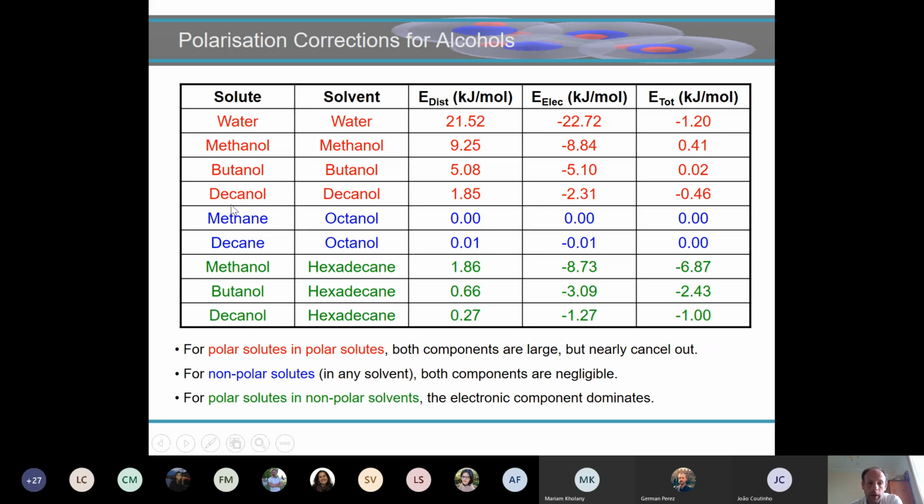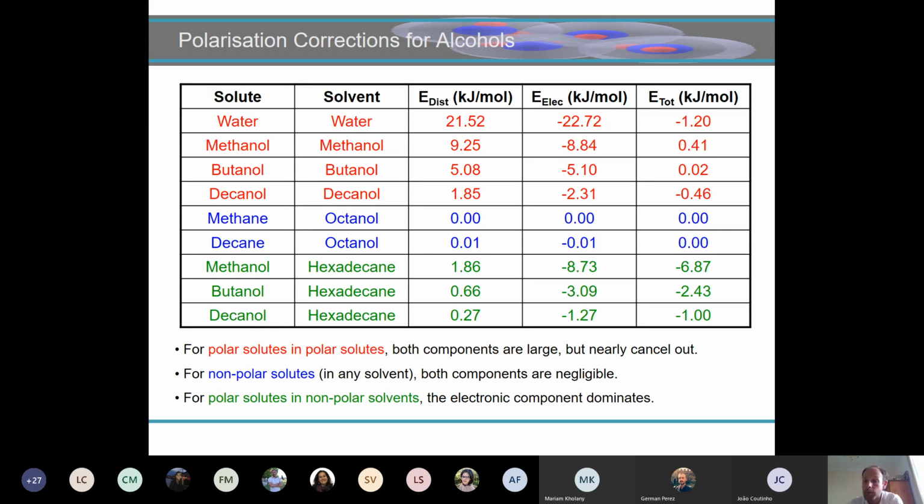The second case is for non-polar molecules dissolved in polar solvents, or in fact in non-polar solvents. Both terms are essentially 0. And that's simply because the solutes are now completely non-polar.